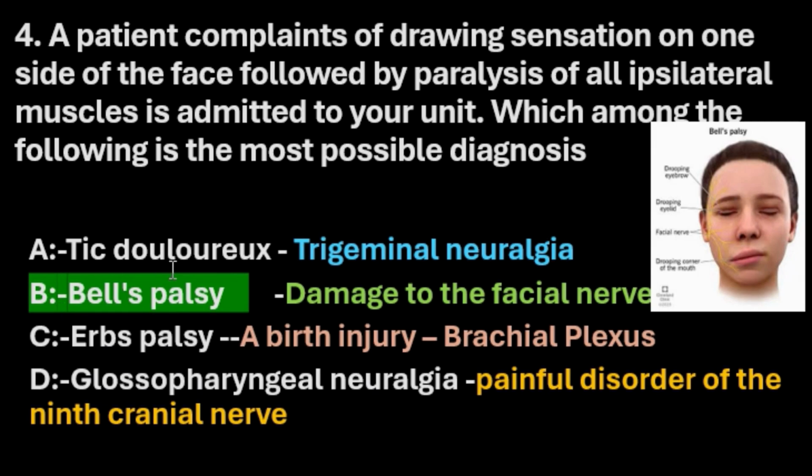Option A, tic douloureux, is trigeminal neuralgia. The other name for this disease is trigeminal neuralgia, and Bell's palsy is the condition with drawing sensation of one side of the face followed by paralysis. It happens due to damage to the facial nerve. You can see the figure here, the deviated mouth on the affected side. This is the classic sign of Bell's palsy. Erb's palsy is due to birth injury to the brachial plexus, and glossopharyngeal neuralgia is a painful disorder of the ninth cranial nerve.